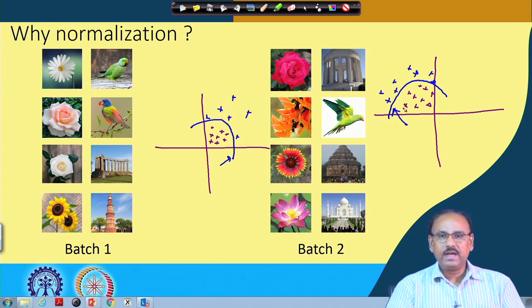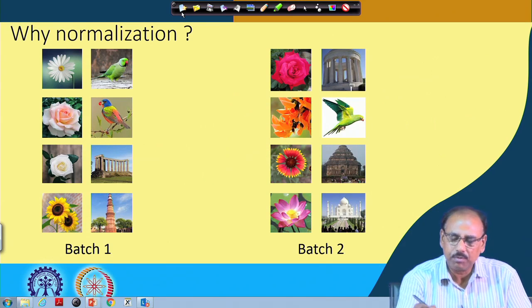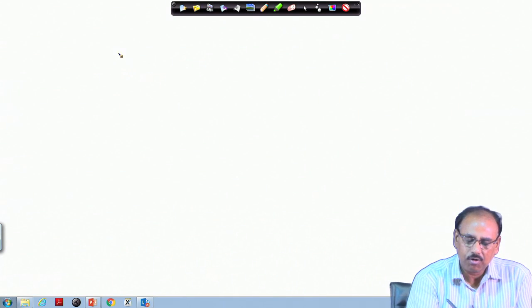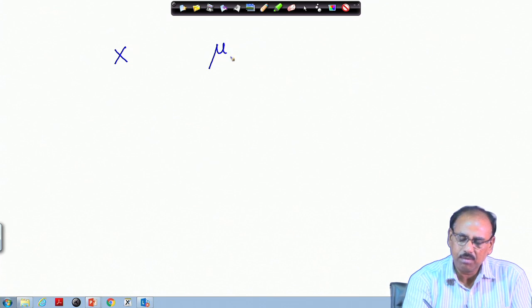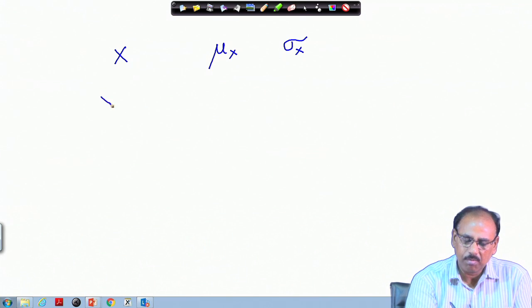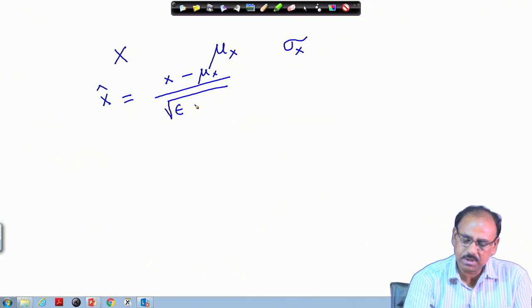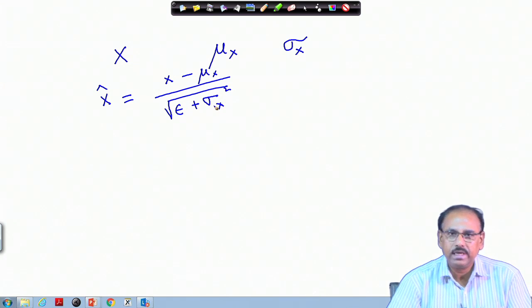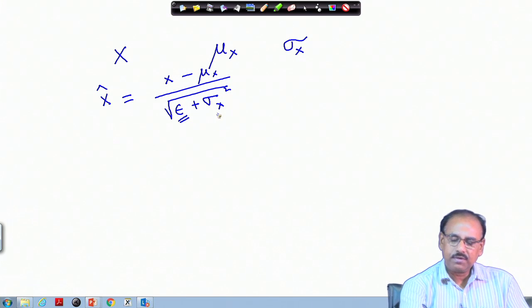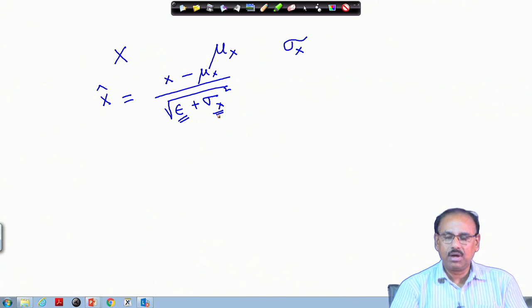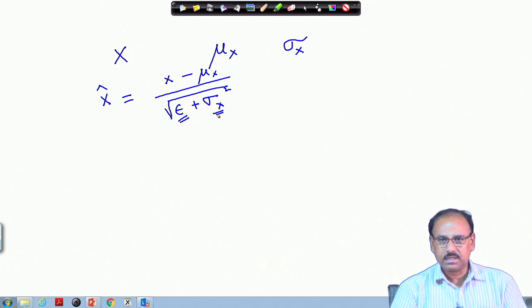And the kind of normalization that we can apply in this case is the type of normalization that we have already discussed. Say, for example, for the set of feature vectors x belonging to a particular batch, I can compute the mean of the feature vectors, which is mu x. I can also compute the standard deviation of the feature vectors, which is sigma x. And then I can normalize x as x hat equals x minus mu x upon the square root of epsilon plus sigma x square. We have already discussed that this epsilon is a very small positive quantity. This ensures that if sigma x somehow becomes 0, I don't have a situation of unstable division, that means I don't get a case of division by 0. So this is a sort of normalization that can be used.